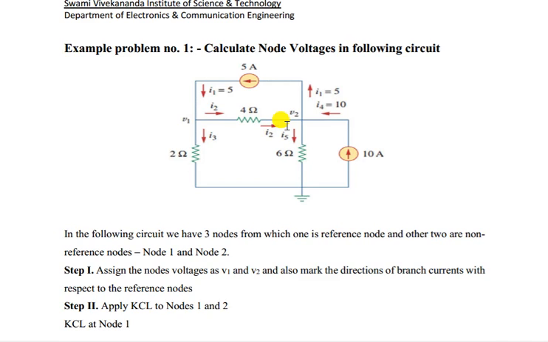Now let us take one example problem with current sources only, and these are independent current sources. In that case, what you have to do is first assign the reference node, then the non-reference nodes. Now for the reference node, here we can see 1, 2, 3 branches are connected, so we can take it as the reference node. And what are the other nodes? 1 and 2. Assign the voltages as V1 and V2.